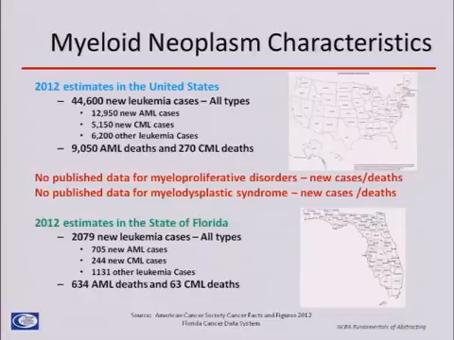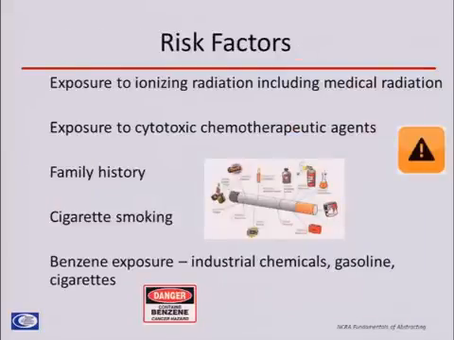In a state like Florida, we see about 2,000 new leukemia cases a year. Chronic myeloid leukemias, we see about 250. AML, about 700. So that gives you some idea of what you would see in the U.S. and in a state. Risk factors, now remember we're talking about myeloids. So the risk factors include ionizing radiation and exposure to cytotoxic chemotherapeutic agents. Those are the therapy-related diseases. Those are the only two that have been directly proven to be direct causative risk factors for the myeloids.